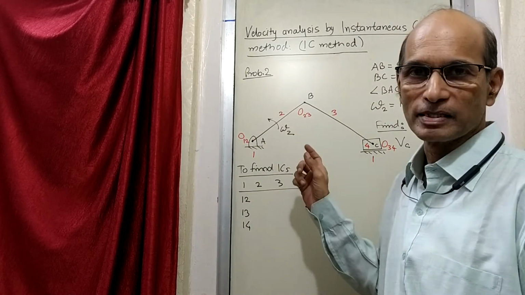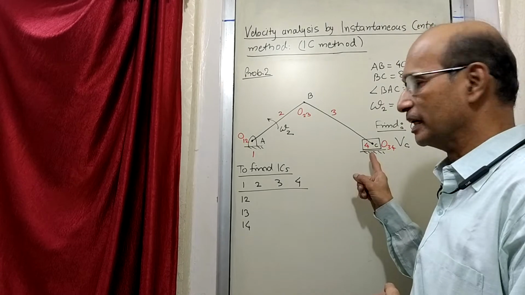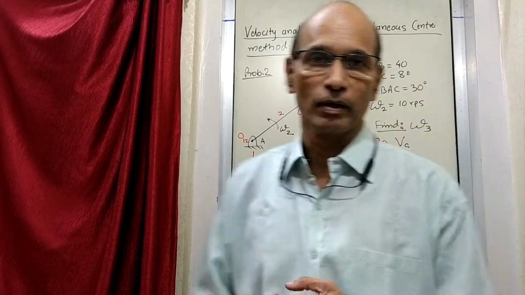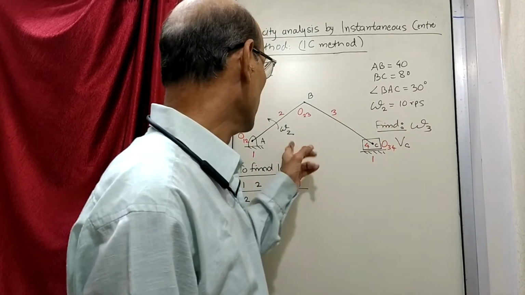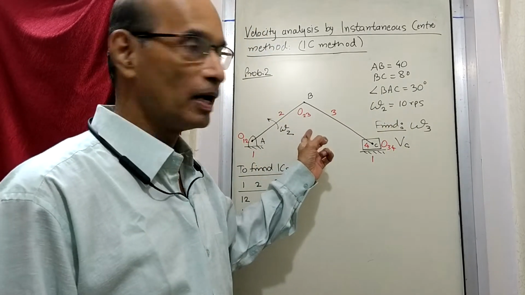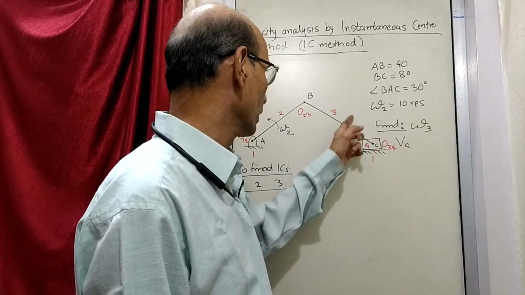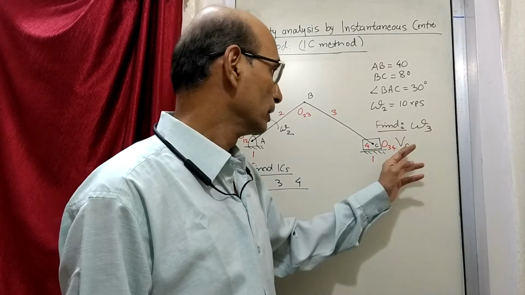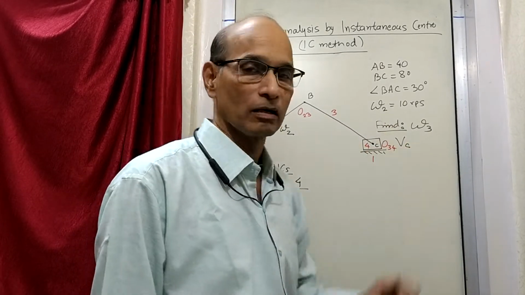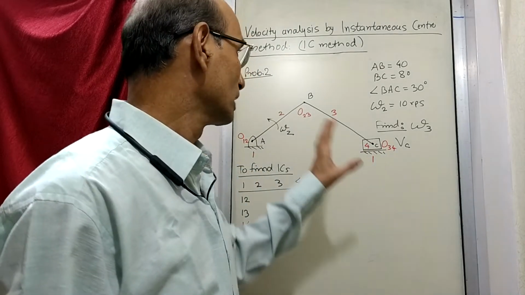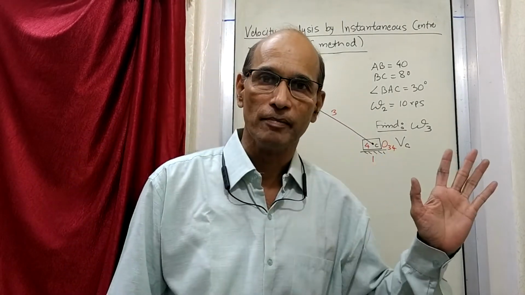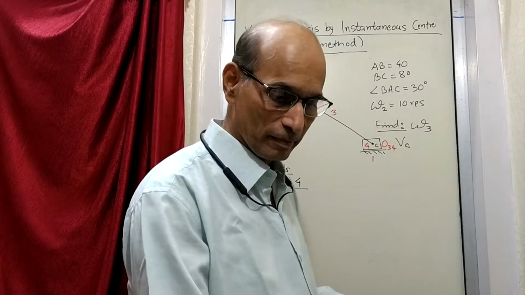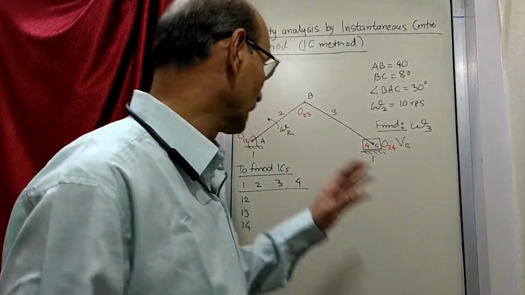There is some difference here in the sense that there is a slider here, and otherwise we are given similar data, where we are given the lengths of different links and the angular velocity of one of the links, and we are asked to find out the angular velocity of link number 3 and the linear velocity of the slider number 4. So this is a typical problem consisting of a slider, and we are going to solve it by making use of the IC method. So we begin like this.